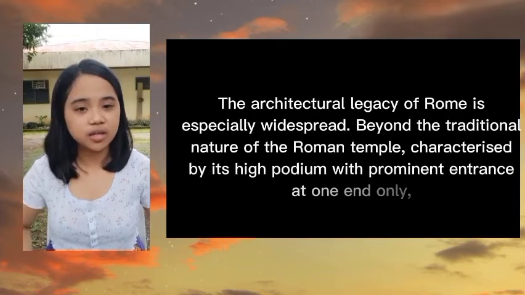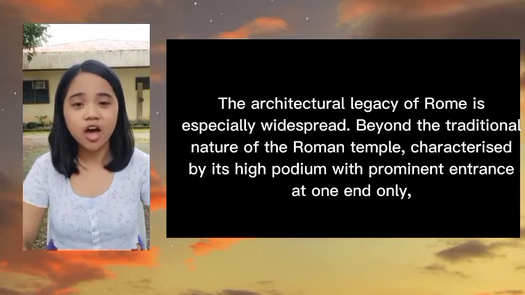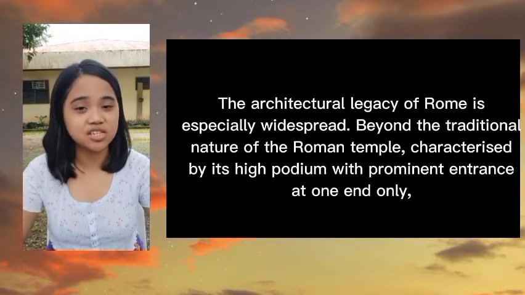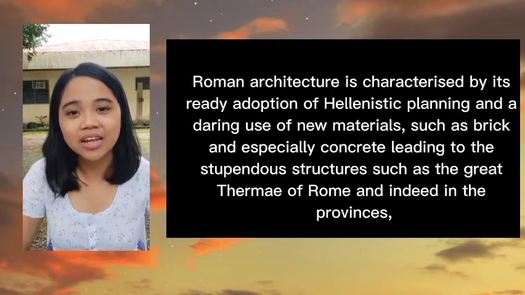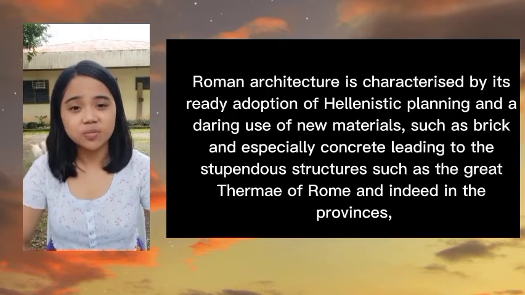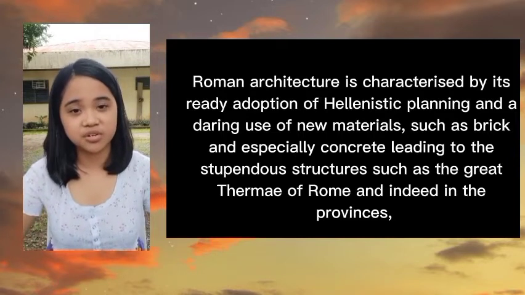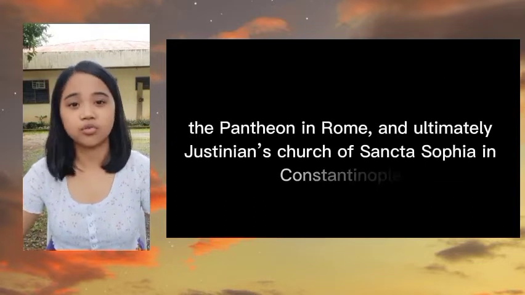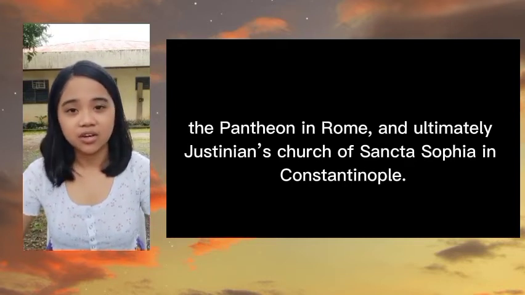The architectural legacy of Rome, especially widespread beyond the traditional nature of the Roman temple, characterized by its high podium with prominent entrance at one end only. Roman architecture is characterized by its ready adoption of Hellenistic planning and integrated use of new materials, such as brick and especially concrete, leading to stupendous structures such as the Great Pyramid of Rome and indeed in the provinces, the Pantheon in Rome, and ultimately Justinian's Church of Santa Sophia in Constantinople.